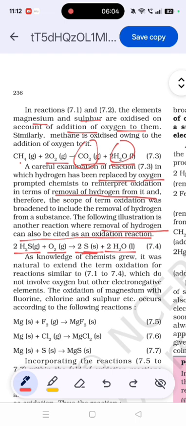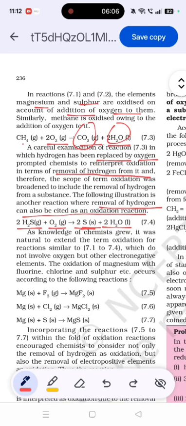Next one. As the knowledge of chemists grew, it was natural to extend the oxidation concept to reactions which do not involve oxygen but other electronegative elements. Maybe in some reactions oxygen or hydrogen may not be there. In that case also, oxidation and reduction is taking place. So as chemists' knowledge grew, they tried to find out how oxidation and reduction take place if there is no oxygen and hydrogen.